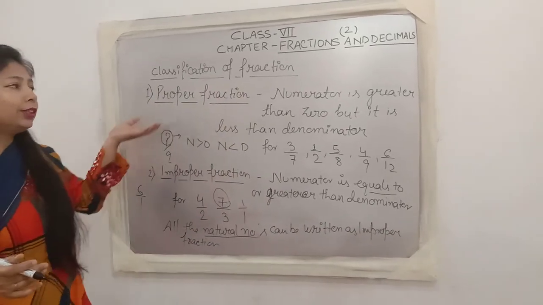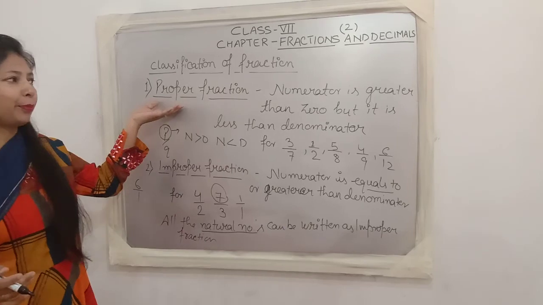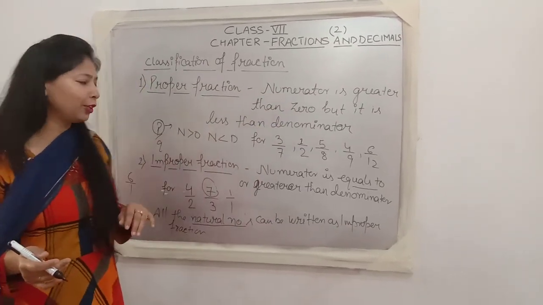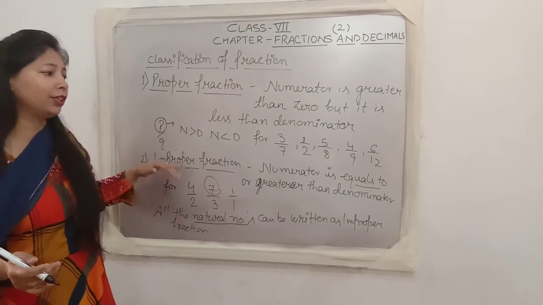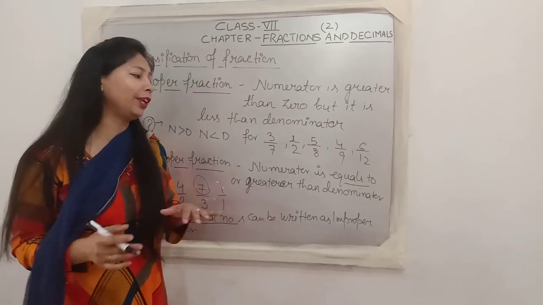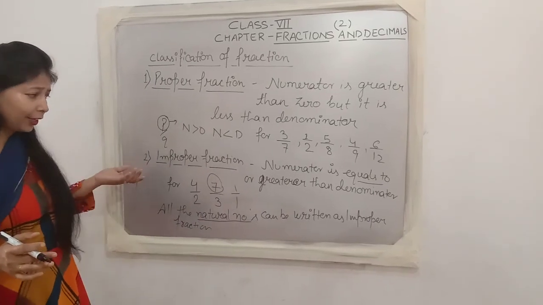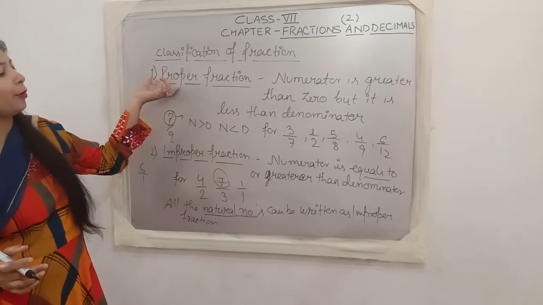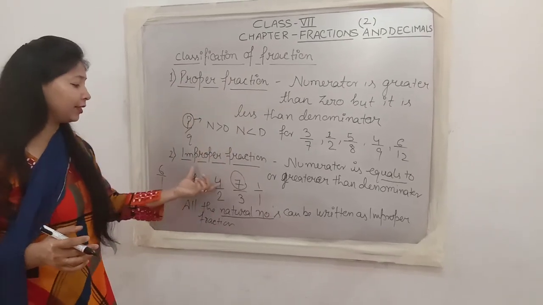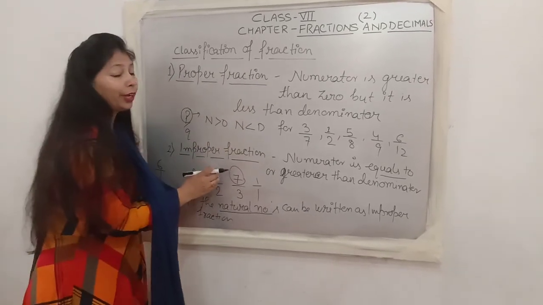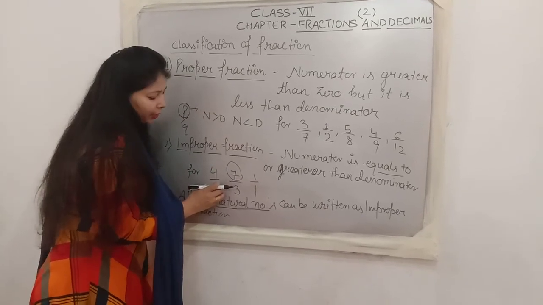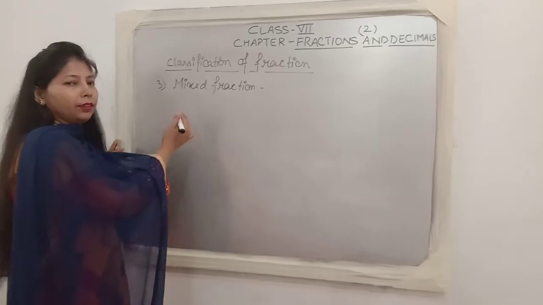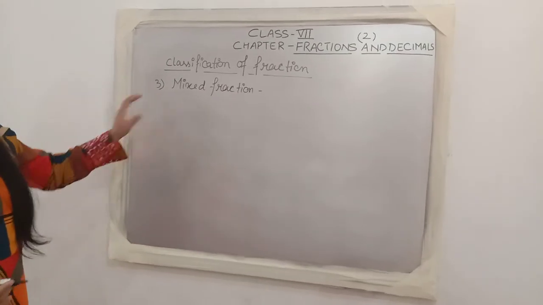So we learned the two most important definitions: the proper fraction, where the numerator is greater than 0 but less than the denominator, and the improper fraction, where the numerator is equal to or greater than the denominator. In an improper fraction the numerator is greater, and in a proper fraction the numerator is lesser than the denominator. Numerator is the upper part and denominator is the lower part. Next, moving toward the third classification. Now moving towards the mixed fraction, that is the third type.